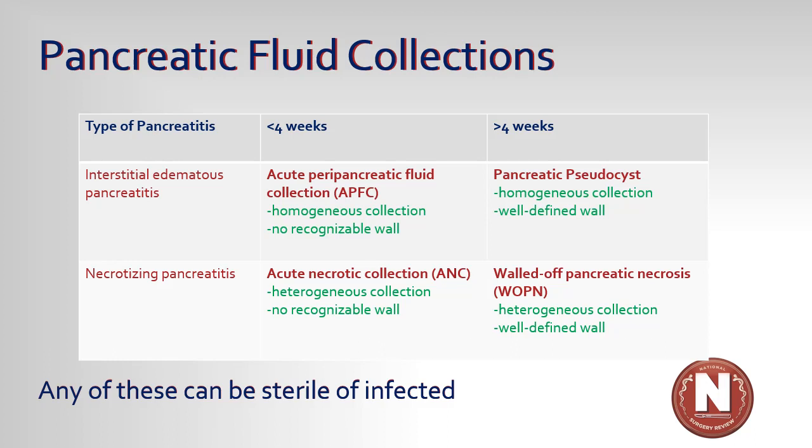Necrotizing pancreatitis, that's going to result in heterogeneous collections because it's not just the fluid and the leakage of the amylase and lipase. It's also just dead pancreas tissue and whatever else the pancreatic enzymes could digest in the surrounding area. And then if it's less than 4 weeks, acute necrotic collection, not a wall. Walled-off pancreatic necrosis, WOMPN: after 4 weeks, well-defined wall, heterogeneous collection. Any of these can be sterile or infected. You can have an infected acute pancreatic collection. You can have sterile WOMPN. Any of that is possible.